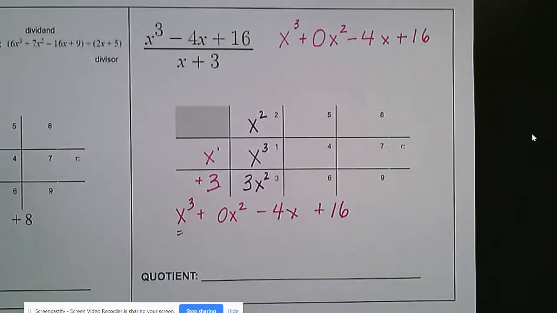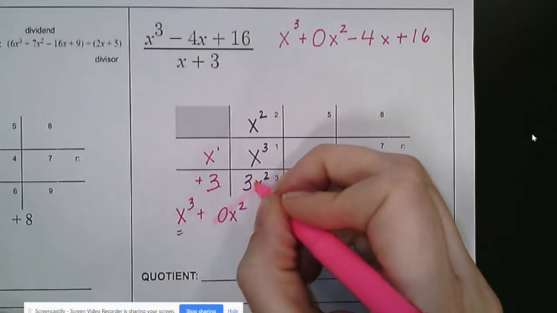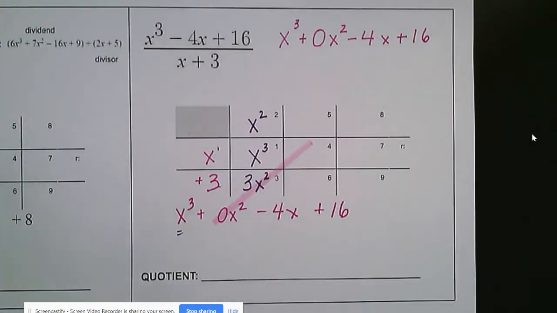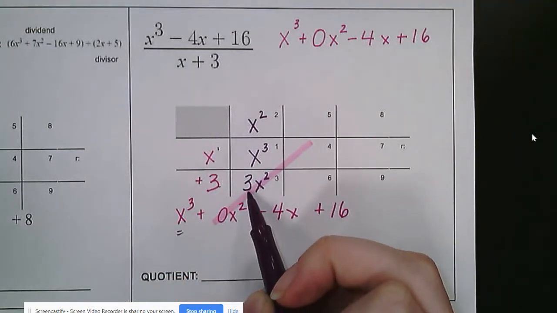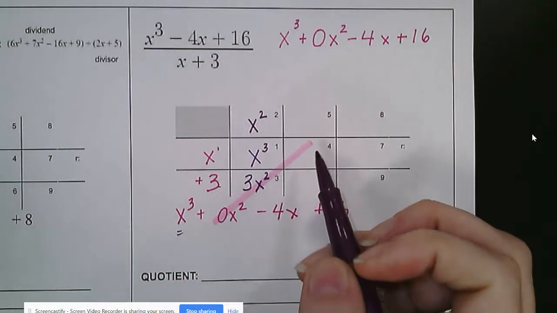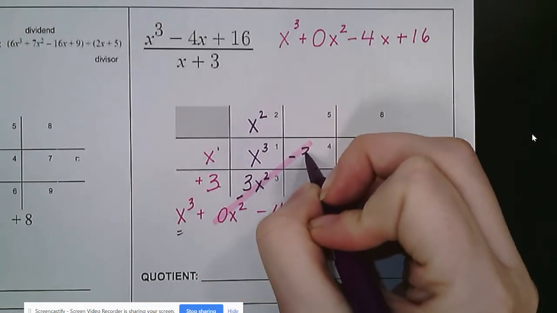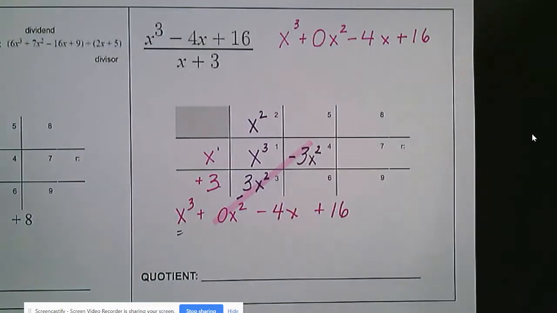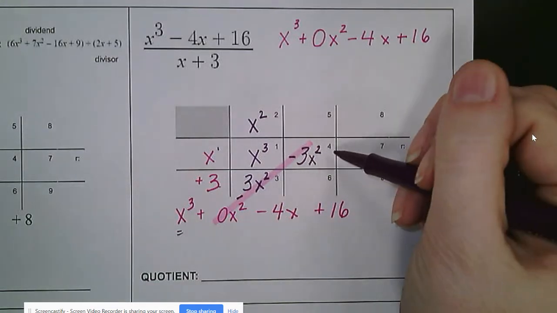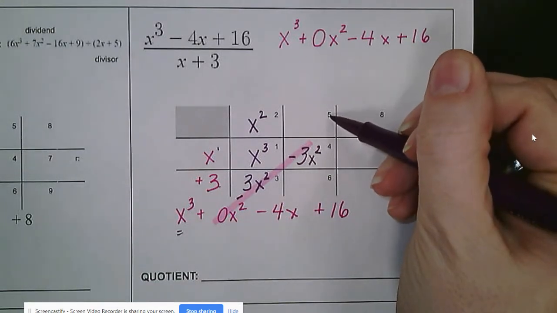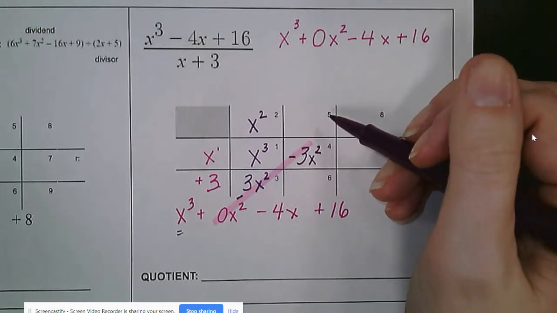All right, so now hopefully what you're noticing is that I've got this diagonal here, and they're all x squareds. So if we had not put that placeholder there, it would have been the negative 4x, and those would not have been like terms. So I've got 0 minus 3x squared. So 0 minus 3x squared is negative 3x squared. So I filled in box number 4.